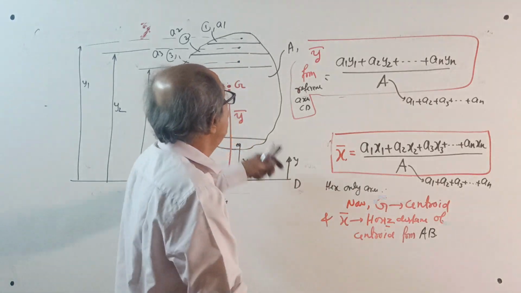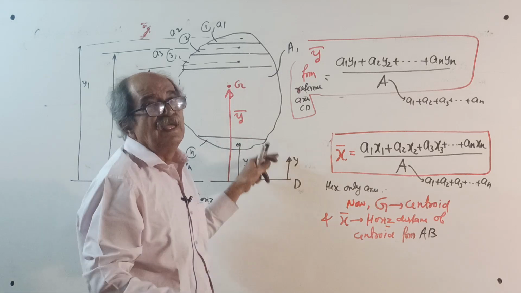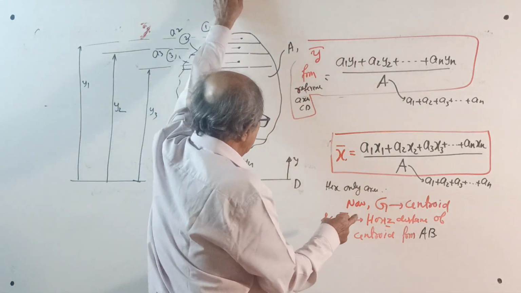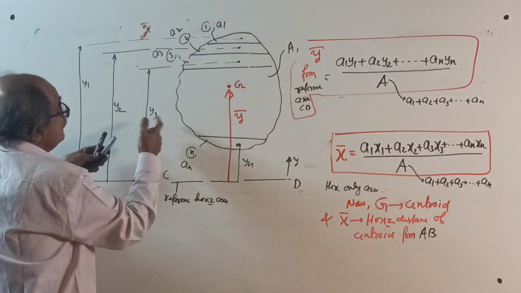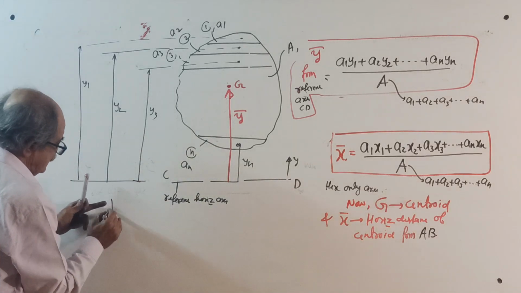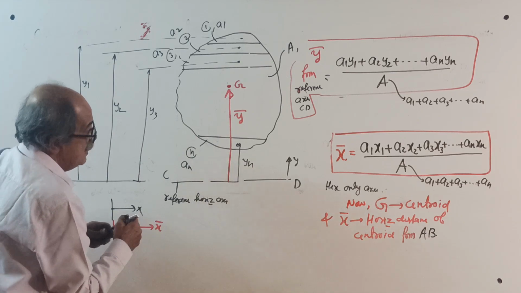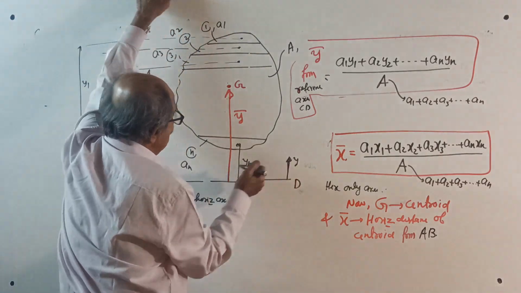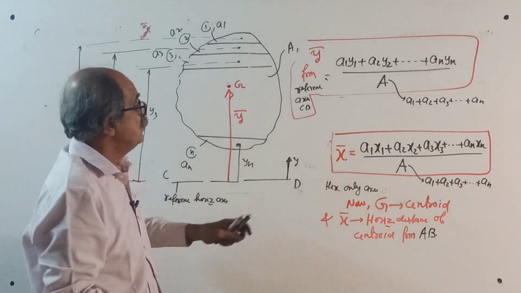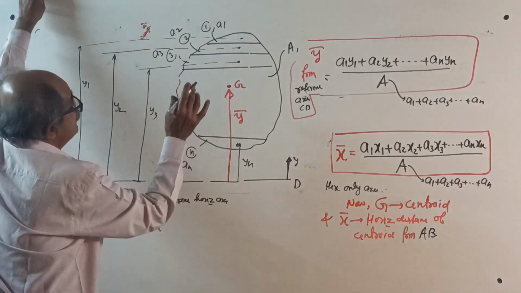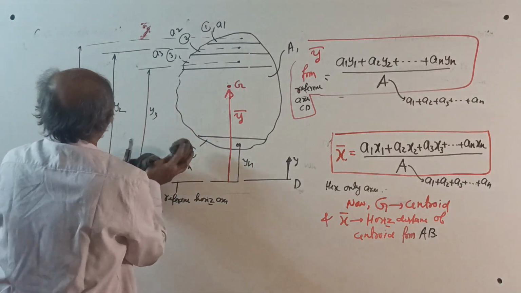Remember, in whatever direction you consider x, in the same direction you will get x bar. In whatever direction you consider y, the same direction. Last time I told you, you considered x this way, so your x bar also comes the same way. Now you consider y this way, so y bar also comes in the same direction. Now, very important.